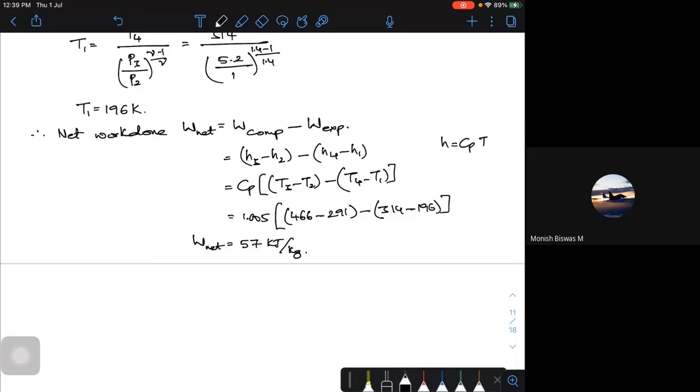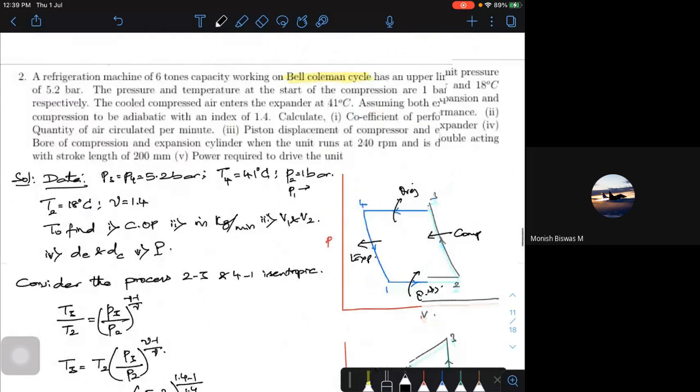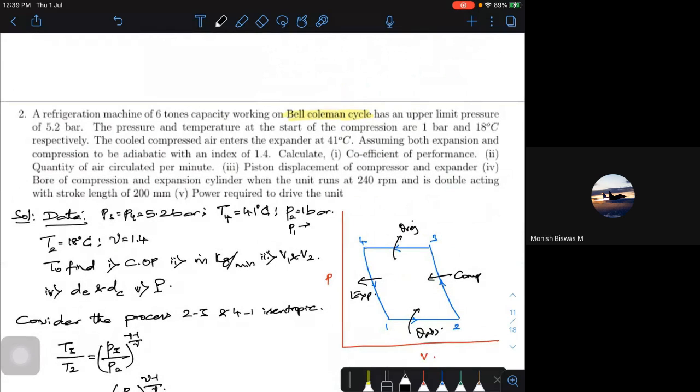Now, if you go back and see here, a refrigeration machine of 6 tons capacity. What is 1 ton of refrigeration? When I was defining at the beginning, I told that 1 ton of refrigeration is equal to 3.5 kilowatts. So 6 tons of refrigeration means 6 into 3.5, which is 21 kilowatts. That is the plant capacity.